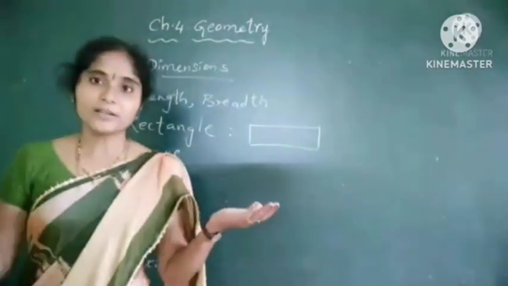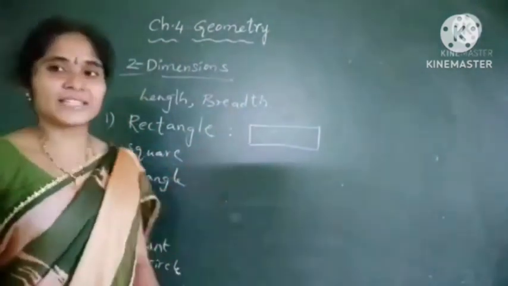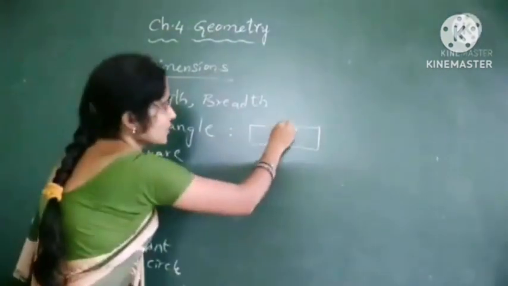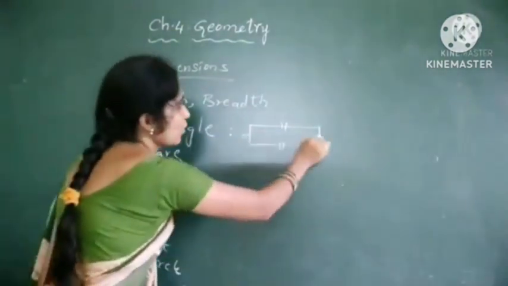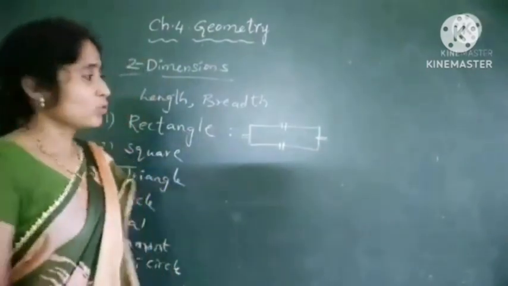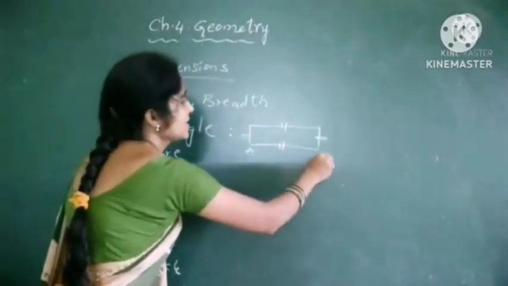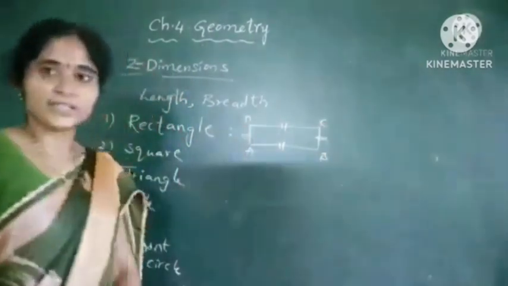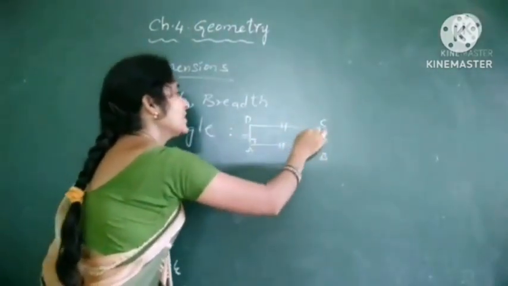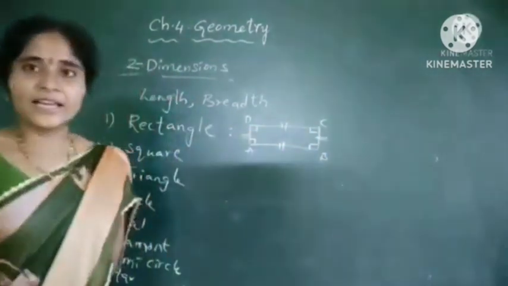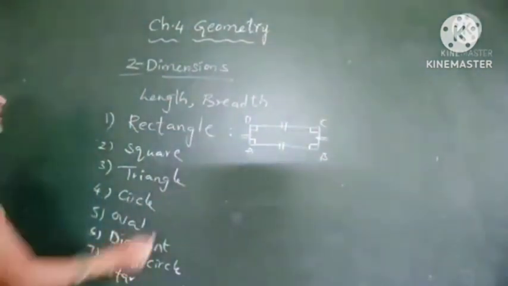Your book's surface is like a rectangle. Its opposite sides are equal. These two opposite sides are also equal. Totally it has 4 sides and 4 corners. Rectangle has 4 sides and 4 corners. All angles are 90 degrees, so all angles are also equal for a rectangle.